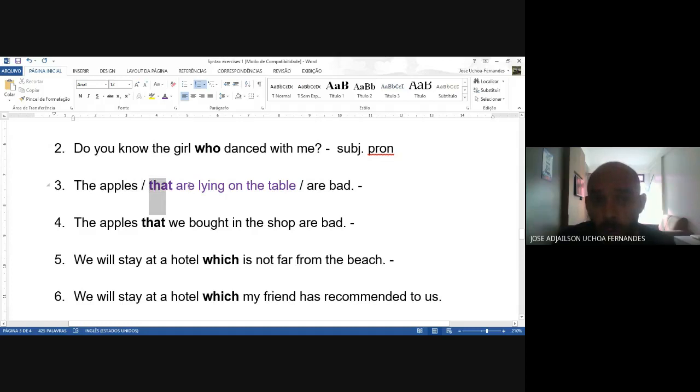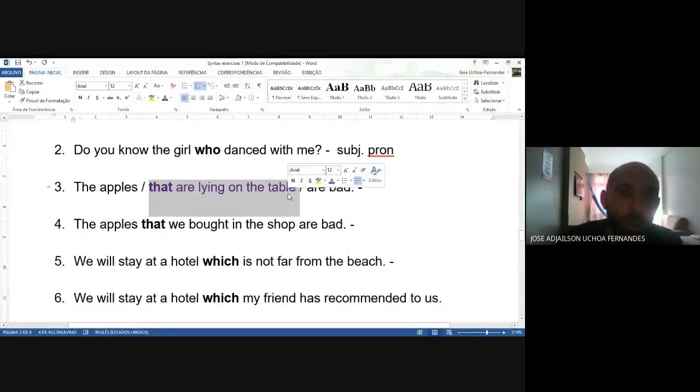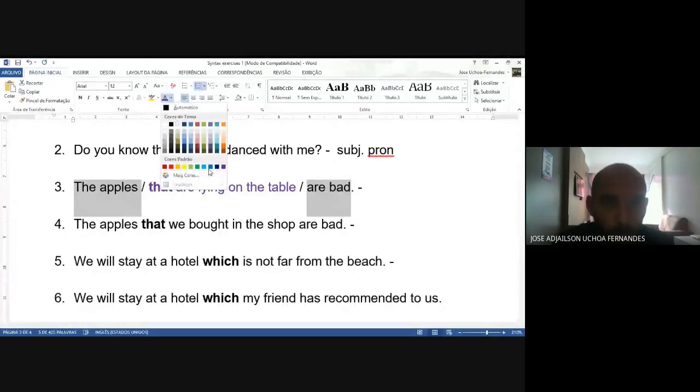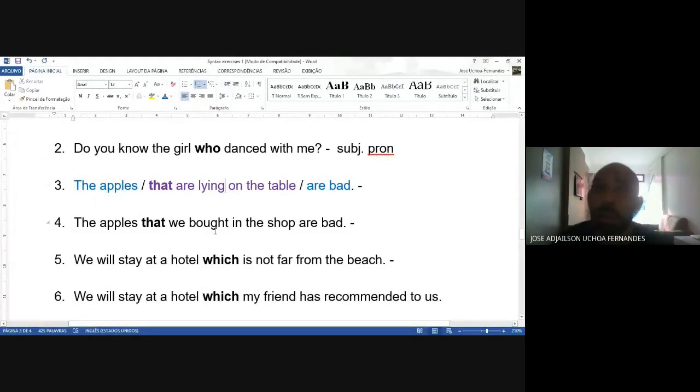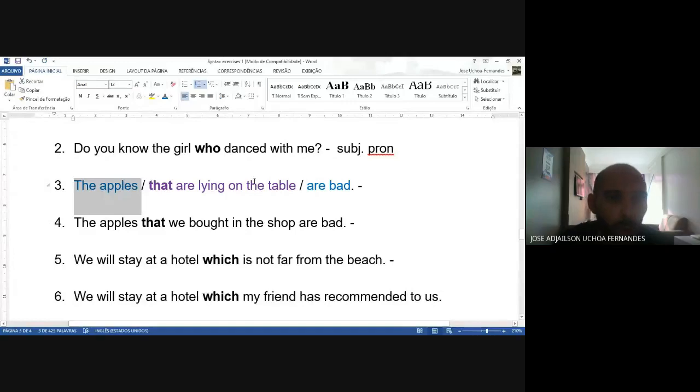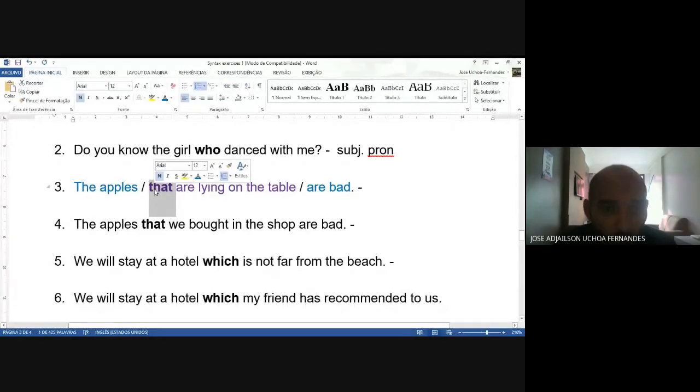Now, the apples are lying on the table. So this "that" is referring to what? To the apples or to the table? The apples. Let's paint this blue. The blue part is kind of the main clause. Now, the second clause here is describing the apples, and the apples happen to be the subject of "the apples are bad." Do you understand? So is "that" a subject or an object pronoun?